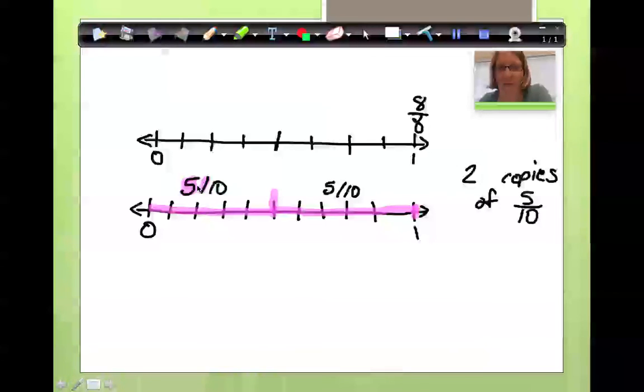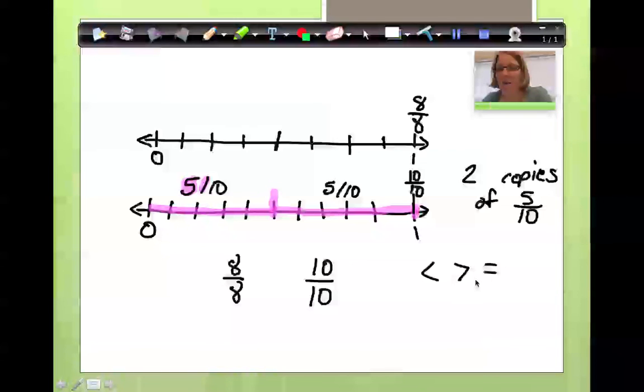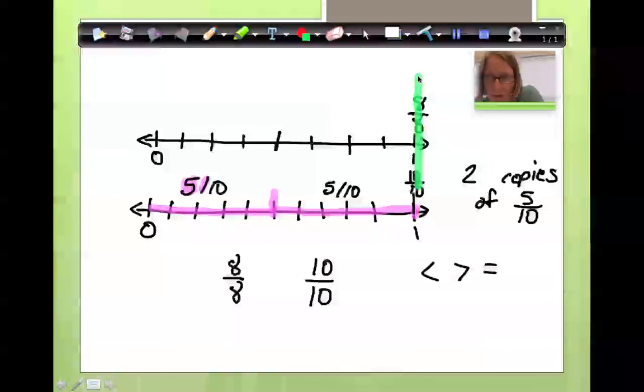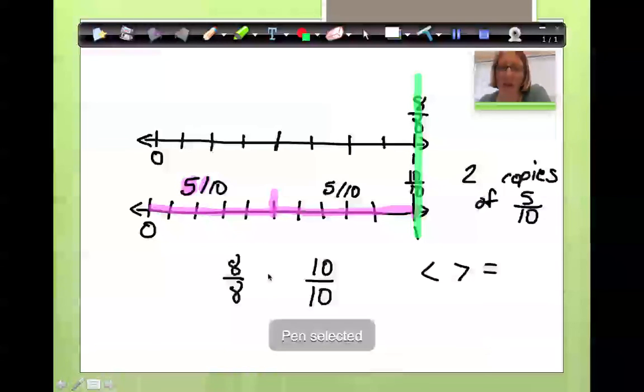So 5/10 plus 5/10 is what? It is 10/10. Okay, so let's compare my fractions. I have 8/8 and I have 10/10. Here's my choices. What's my answer? Well, is one larger than the other? If I change my color here, when I draw my lines straight down, it sure looks to me like they're falling at the same point of the number line. If they're falling at the same point, that tells me that they would be equal.